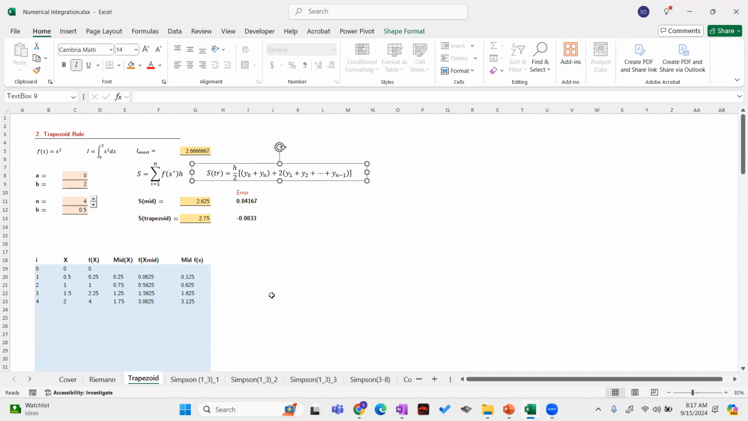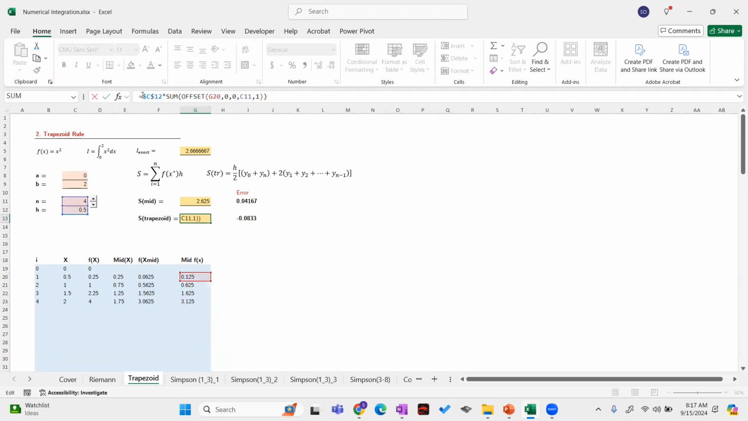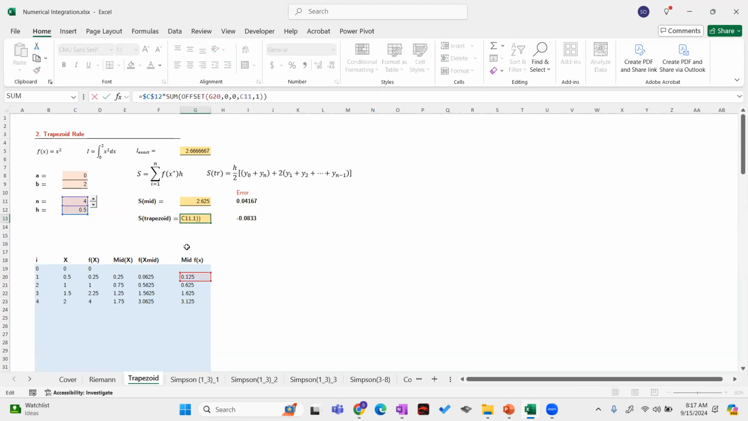I have done it in a later slide, but it is the same thing. Use these heights and the width. So this is simply h times the average heights for each and every interval. So there is no sum product here, just h times the sum of this. And that gives you 2.75.